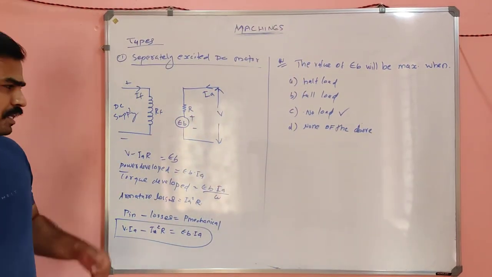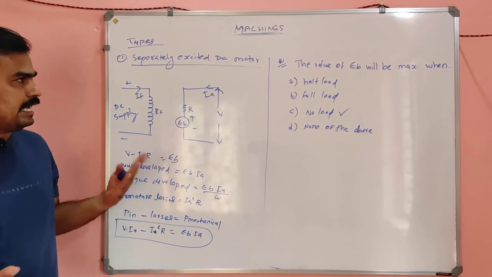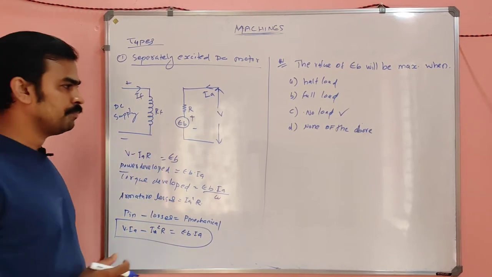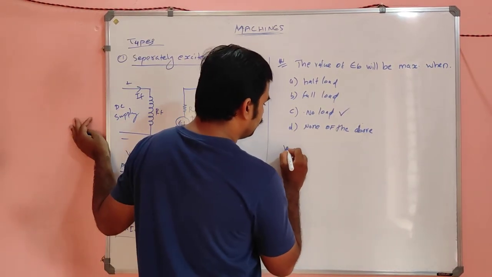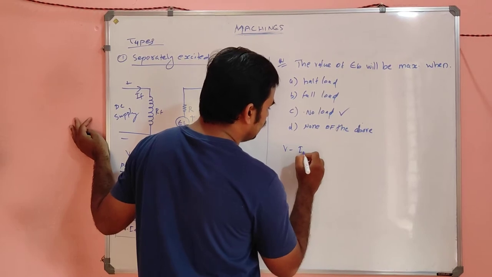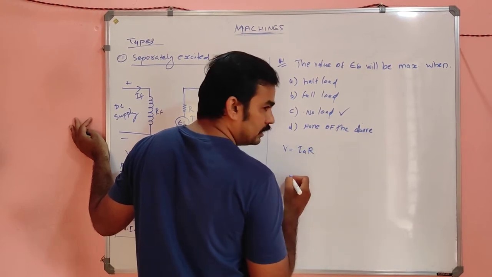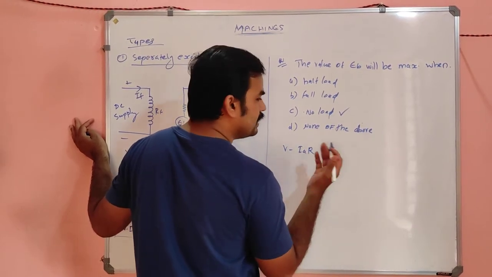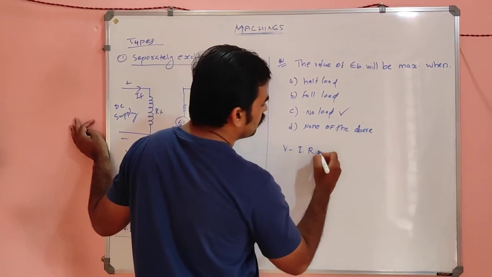Why? Because only at no load, see this equation or any equation you can see, the value of V minus IA into R. Correct? V minus IA into R will be equal to what, my dear?